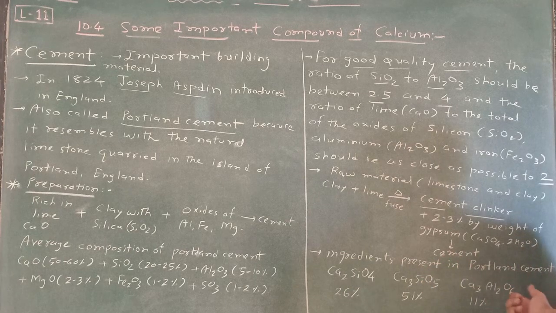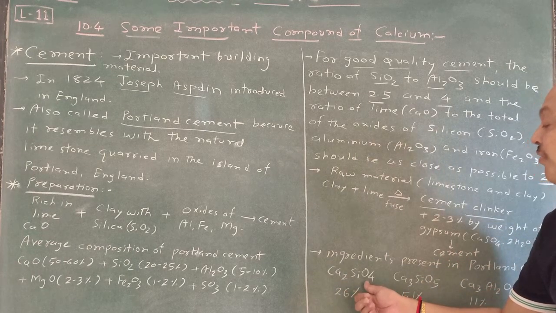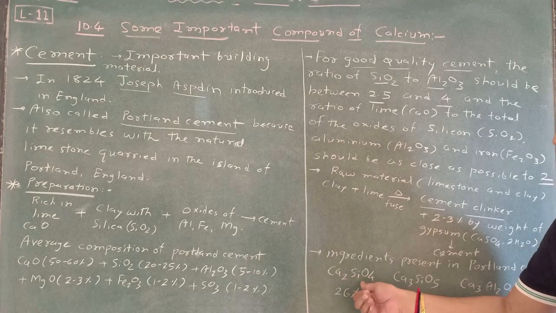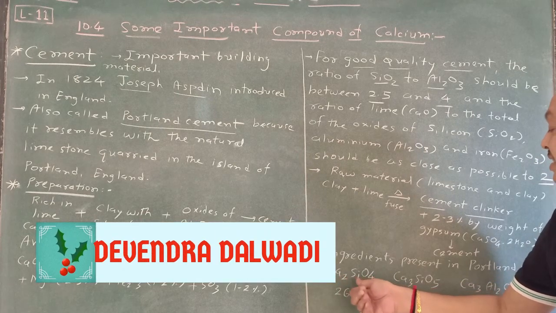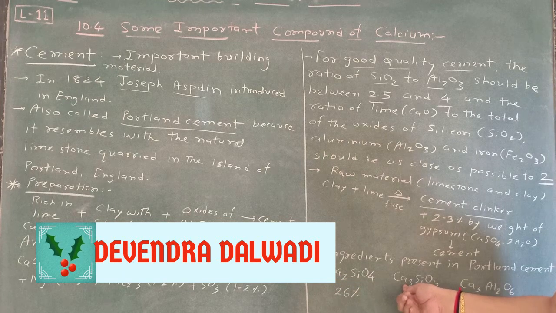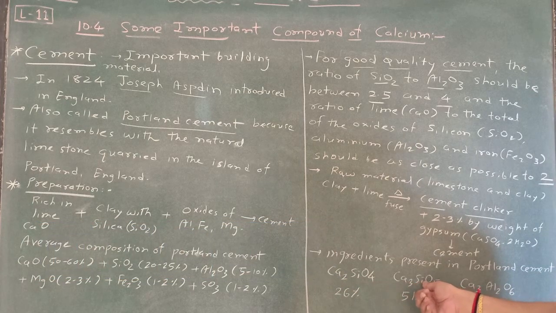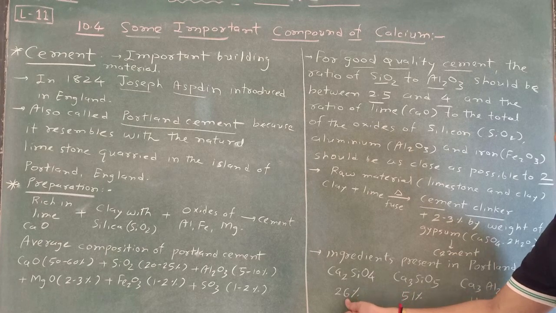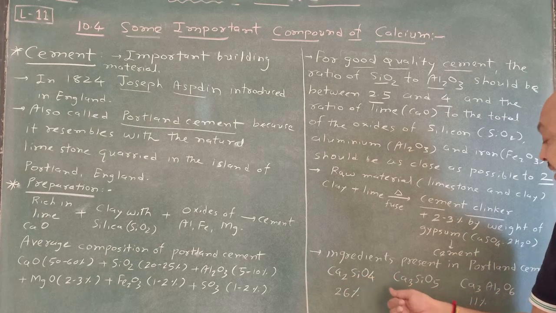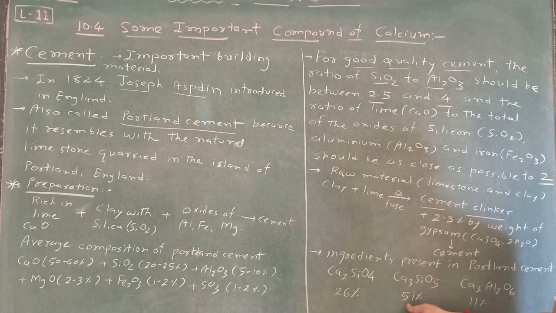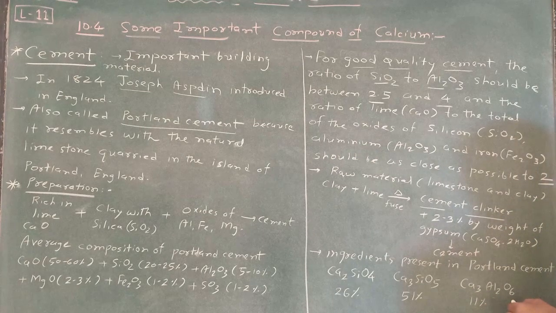Ingredients present in Portland cement. This is Ca2SiO4, a calcium silicate, dicalcium silicate, 26%. SiO4 is known as silicate. Tricalcium silicate, Ca3SiO5, is 51%. And Ca3Al2O6 is an aluminate, so calcium aluminate is 11%.